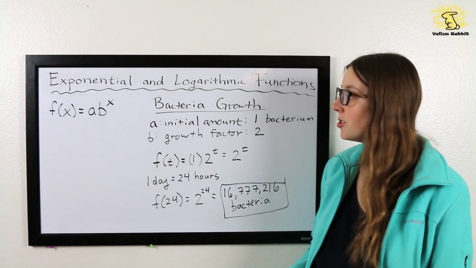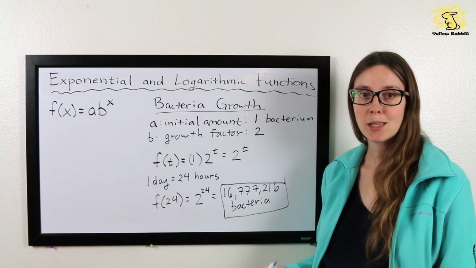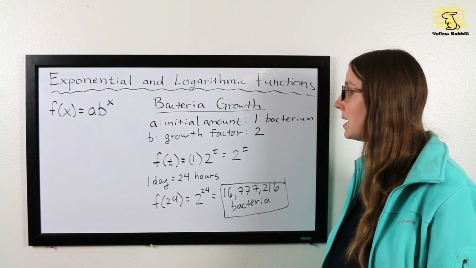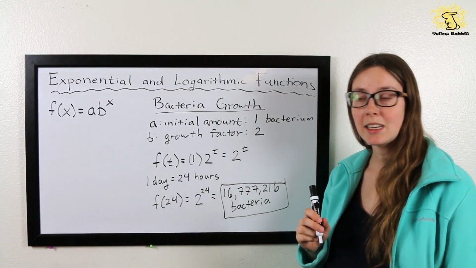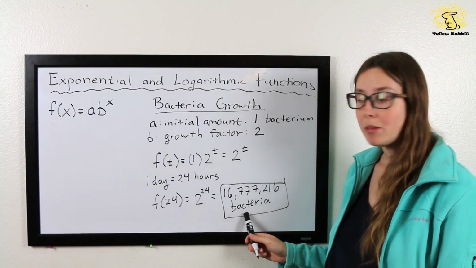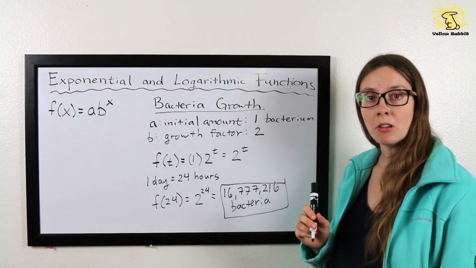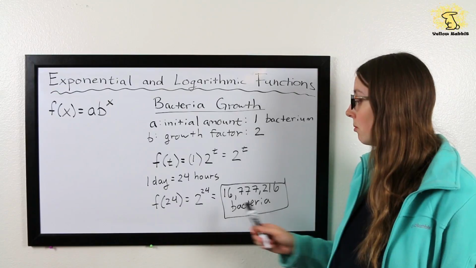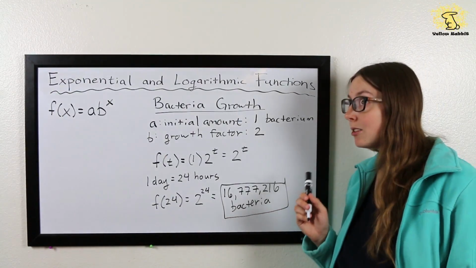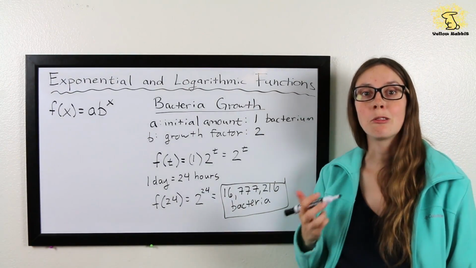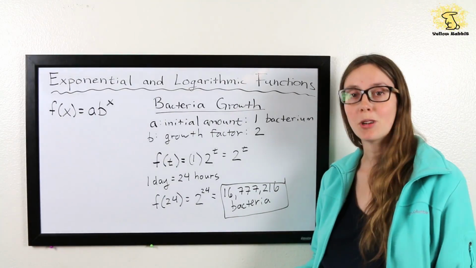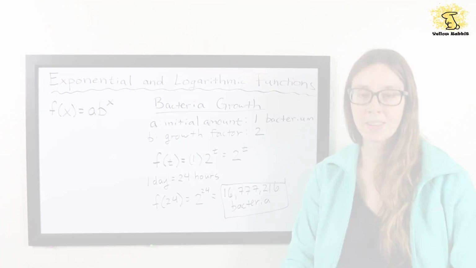This problem demonstrates how significant exponential growth or decay can be. So we started with 1 single bacterium. After a mere day had passed with a simple growth rate of 2, we ended up with 16777 bacteria. So quite a large increase in the number of bacteria in the petri dish.